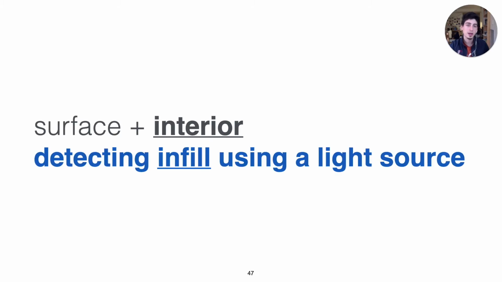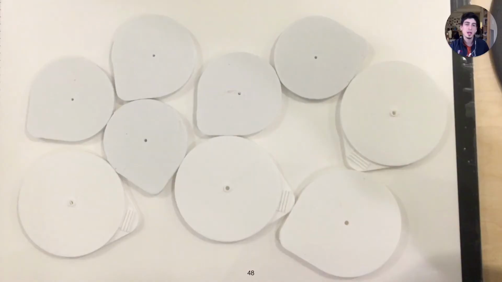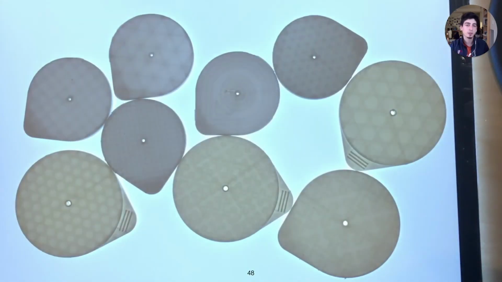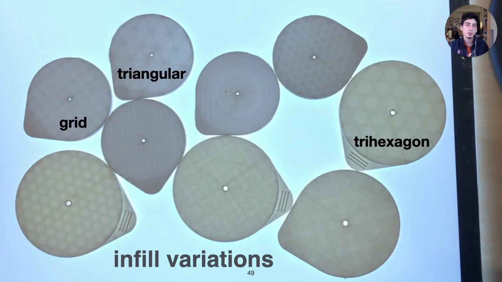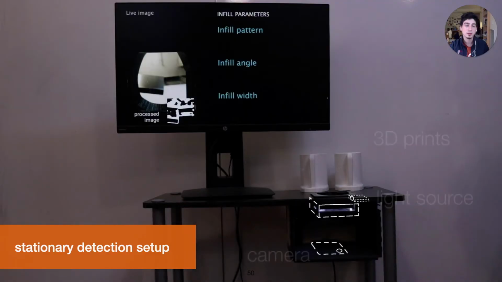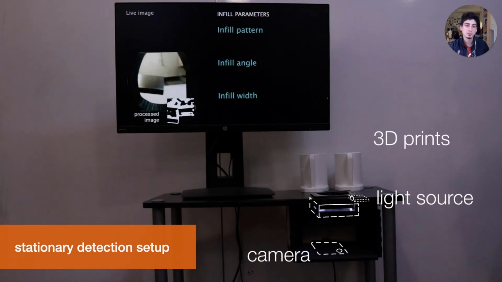In the previous scenario, we talked about how we can detect textures on the object surface. GID can also sense the interior of objects by adding a light source to the detection setup. Because of the translucent nature of regular PLA filaments, shining light on the prints reveals their infill. As you see here, we can distinguish between different infill patterns. For infill detection, we use a stationary setup with an integrated light source.